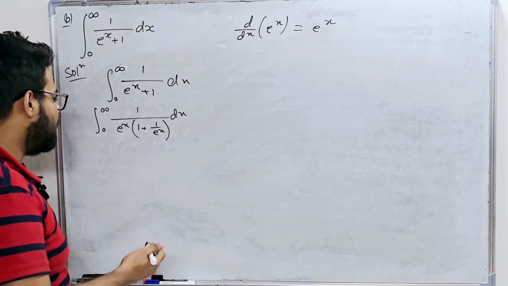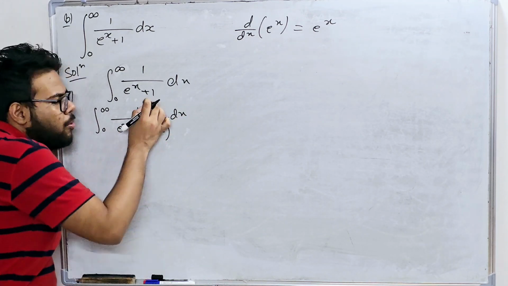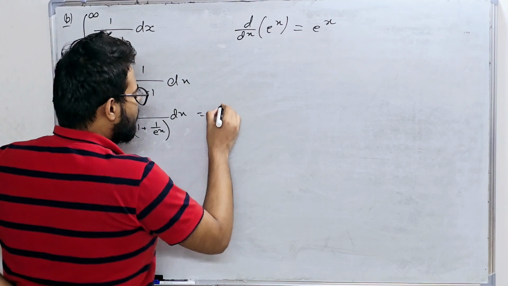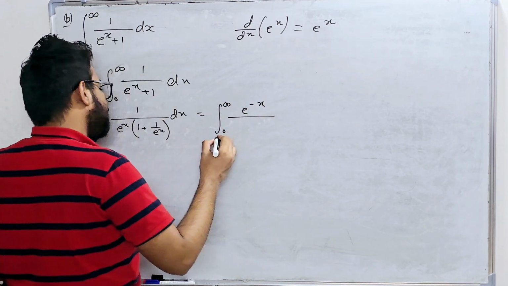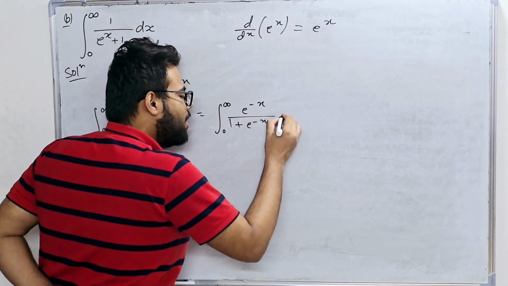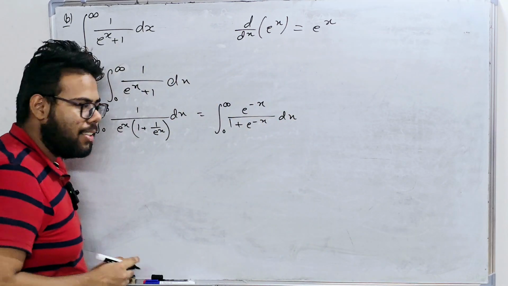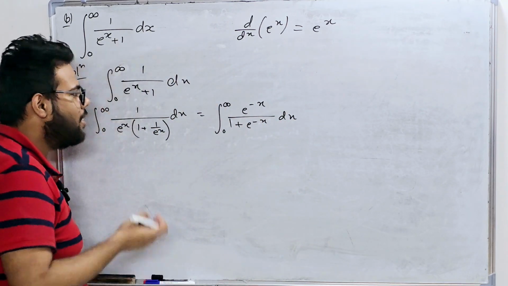What's next? Let's see. You can bring this term to the numerator, right? It is equal to the integral from 0 to infinity of e to the power minus x upon 1 plus e to the power minus x dx, right? Is it correct? Yeah, it is correct.